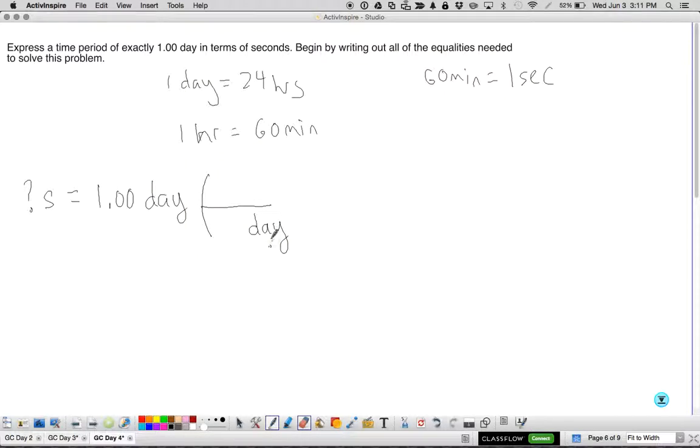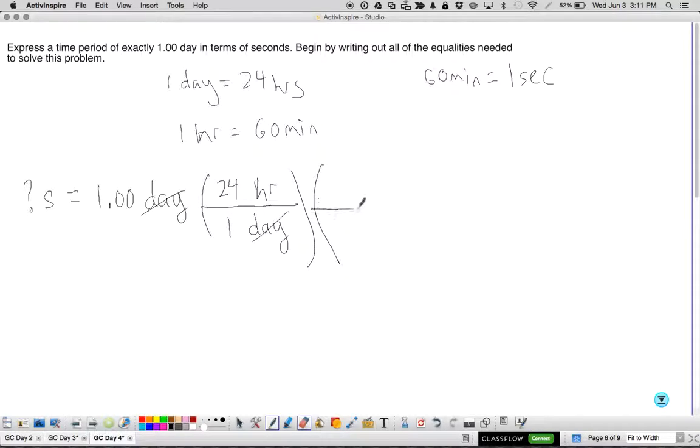Now, this is going to be a multi-step problem, because I don't know a conversion to go straight from days to seconds off the top of my head. I could probably look it up, but why not go through the steps? Because there are things that I know for sure. In fact, I know that I can go from days to hours. So I'm going to put my hours up here, and then I'll fill in the numbers to make this correct. Then I'll just cancel some stuff out.